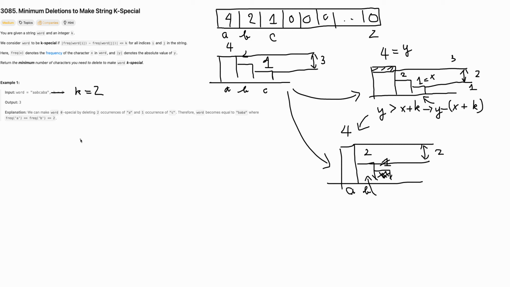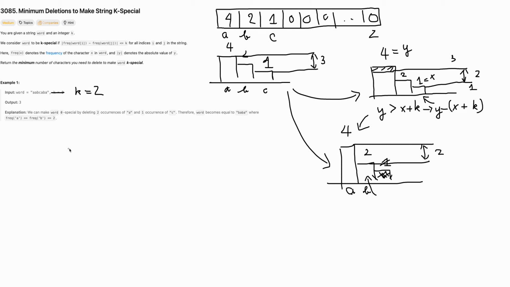Okay, so let's just do it. Here, our strategy is that we will fix one pile, and then we will consider that pile as the lowest frequency. We iteratively compare with the other piles.